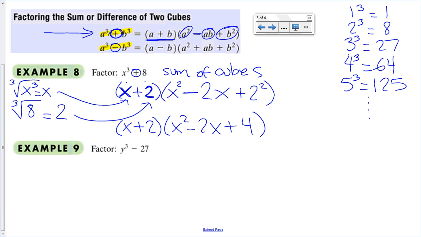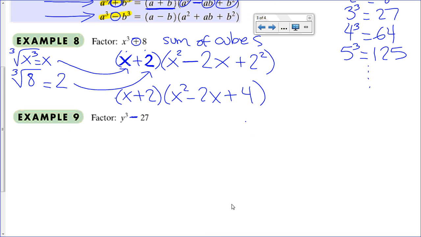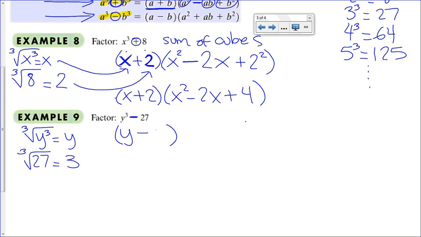Now the next one that you see here is a difference of cubes. I know that because there's a big minus in front of them. So I'm going to use the second formula. So first thing I need to do is take the cube root of y cubed, and so that will be y. Then we follow the sign, so it's minus, and now the cube root of 27, and so that is equal to 3.